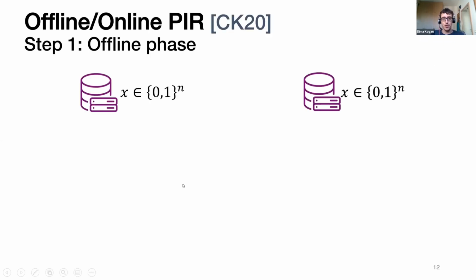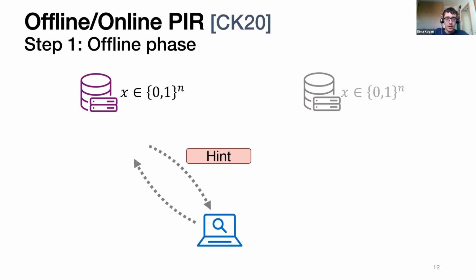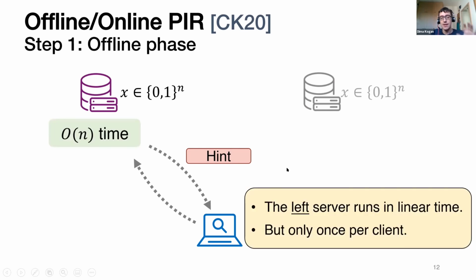So the first phase of the protocol is this offline phase that I mentioned. Here, the client talks to one of the servers, and the server provides it with some piece of information about the database, which we call a hint. And generating this hint still takes the server linear time. So we don't completely eliminate the linear work from the system. However, there are two key things. First, the server only needs to do this expensive phase once per each client in the system, and also it can do it out of band, overnight, where compute is cheaper, versus online when the client needs to get responses fast.